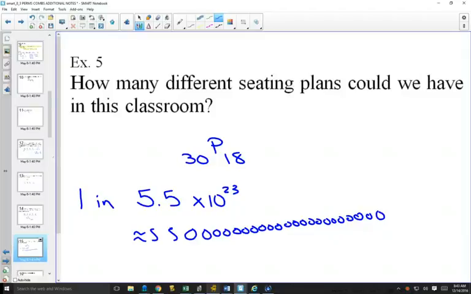The nPr button is right above the factorial button. So if you hit your math button and go over to probability, it'll be there. And you have to type this number in first, then go to your nPr button, and then you'll type in this number after.